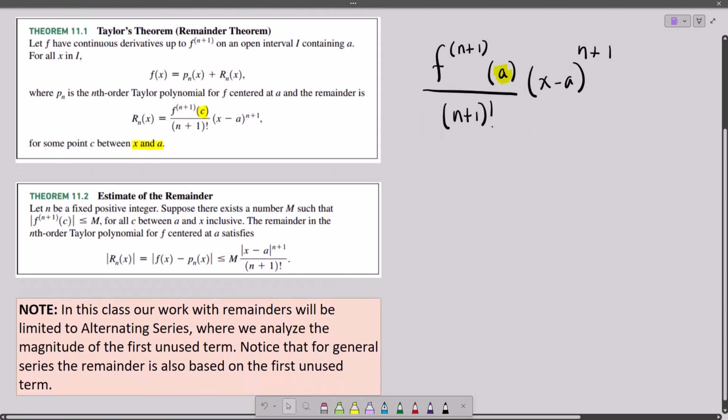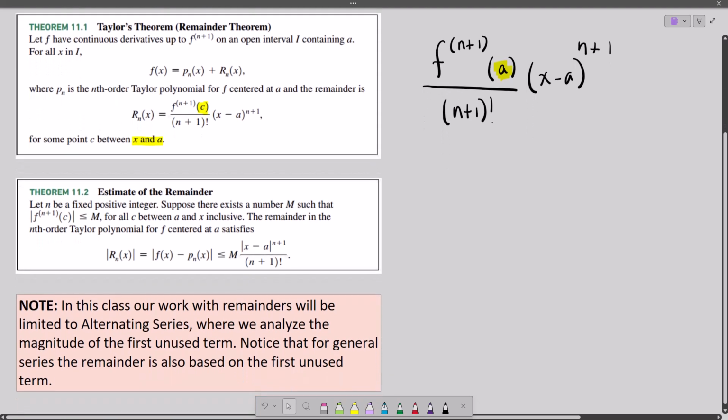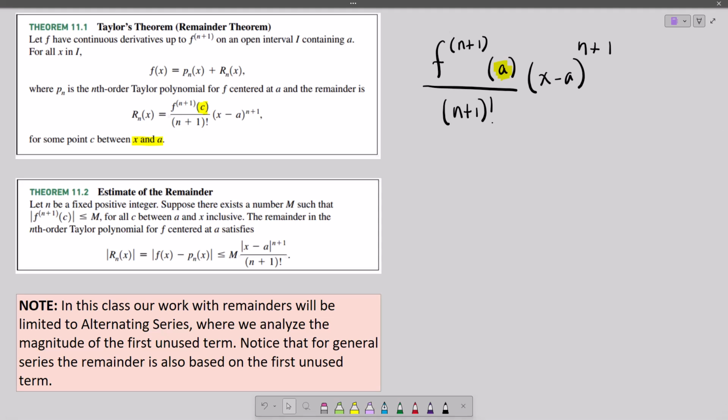And the answer is down here. Just like with the alternating series test where we took that first unused term and it wasn't exact, but it was close enough. This is how close enough works in this scenario. We can't find the C to figure out what the value of this numerator is, but what we can do is take this function's derivative and we can bound it.